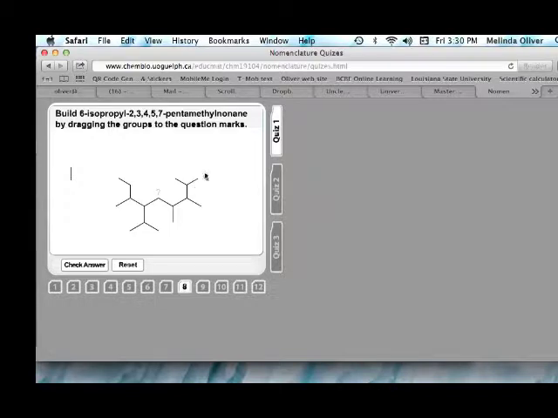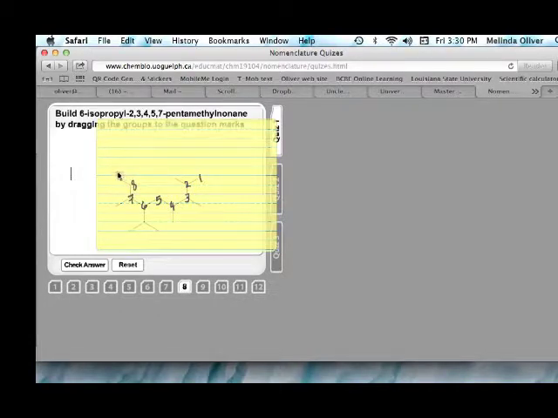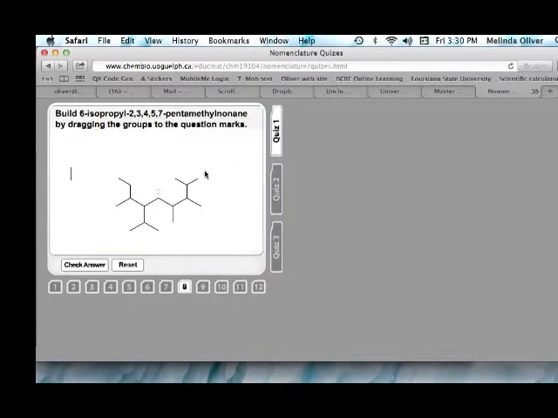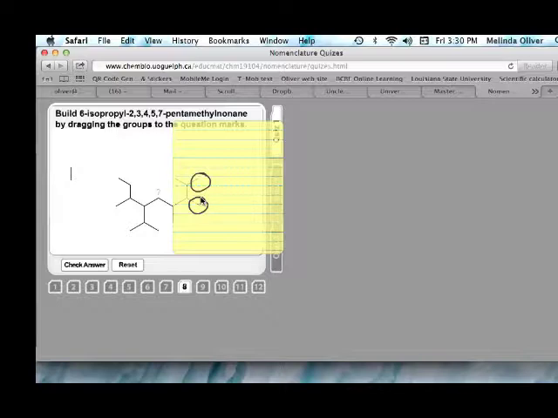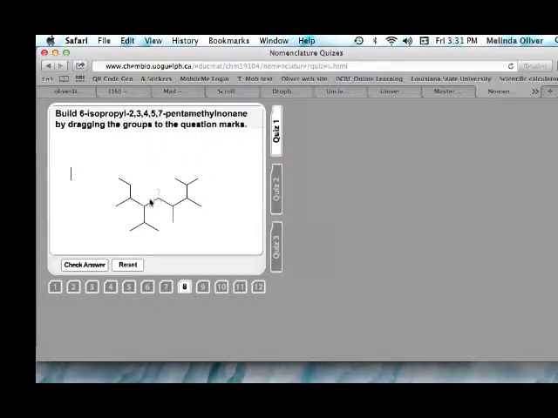Now, if I start counting like I just said, 1, 2, 3, 4, 5, 6, 7, 8, 9. I already have a methyl group at carbons 2 and 3 and 4. I'm missing the one at 5, but I've got one more to add, so that's what I'm going to do next, put that one there.